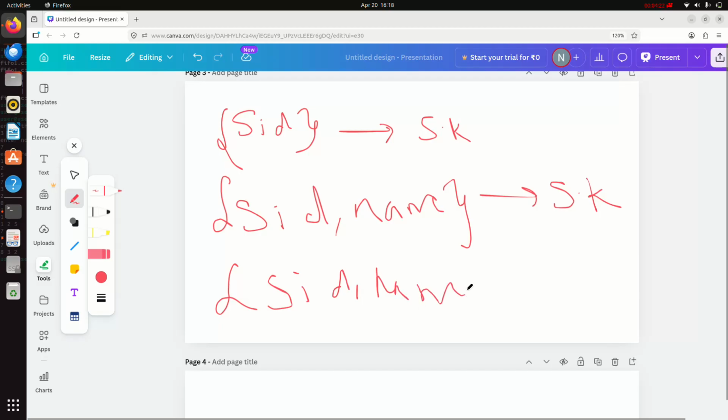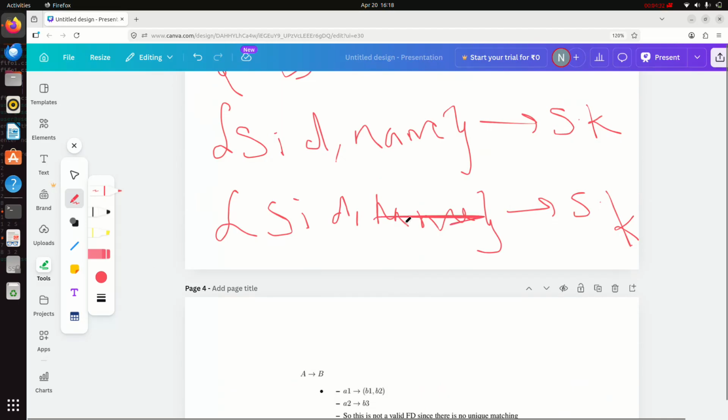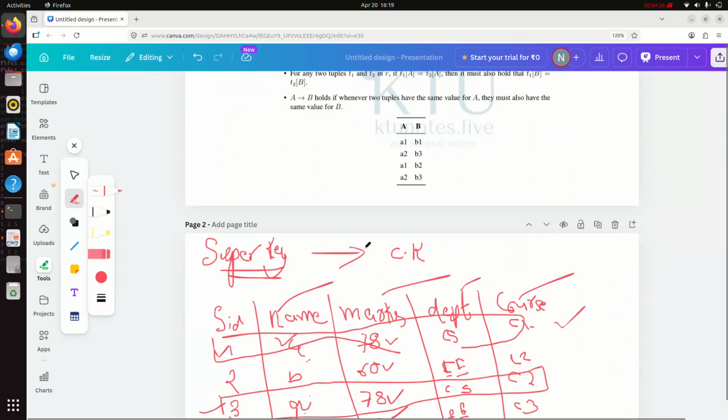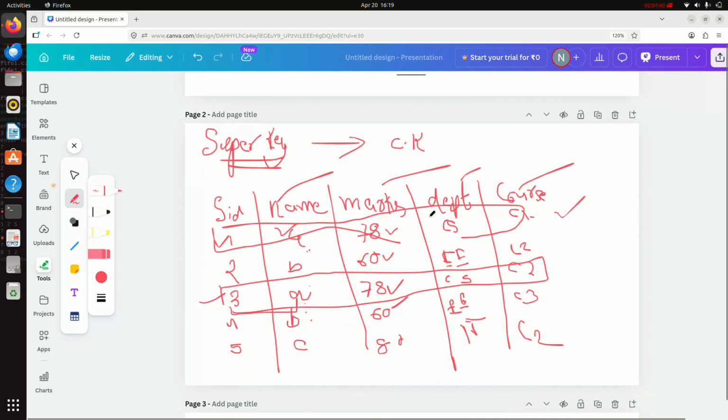So a super key means what? It can be an attribute or a set of attributes which can uniquely identify a record in our database. So this is what super key means.